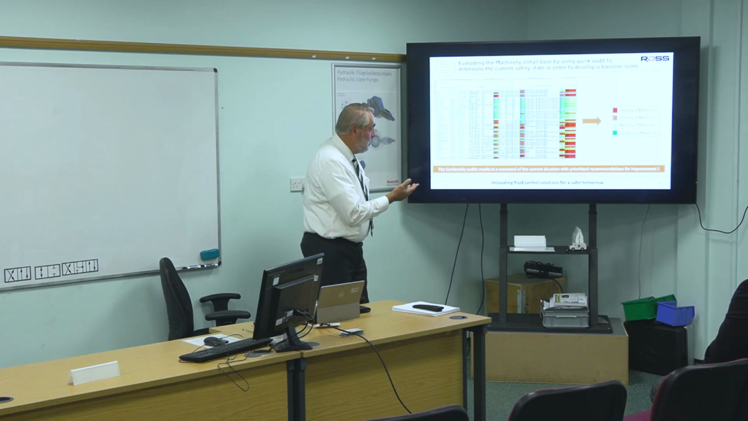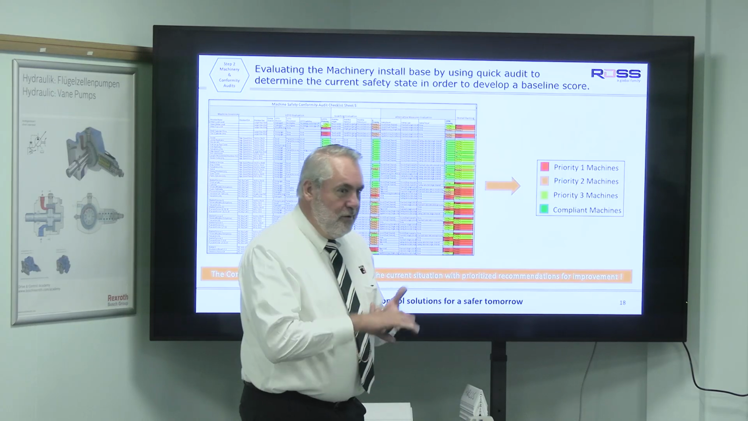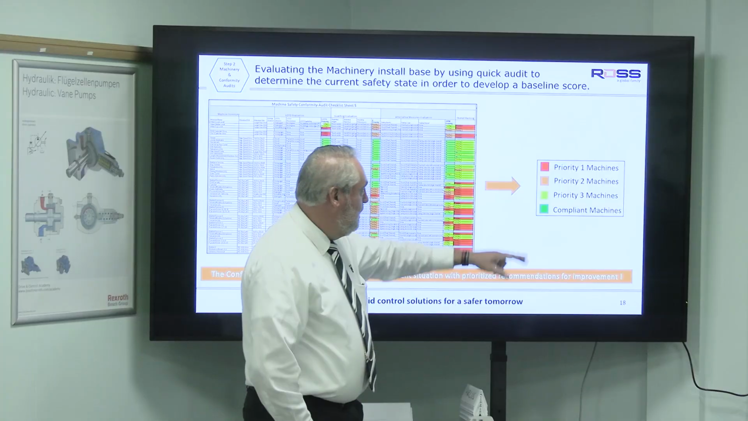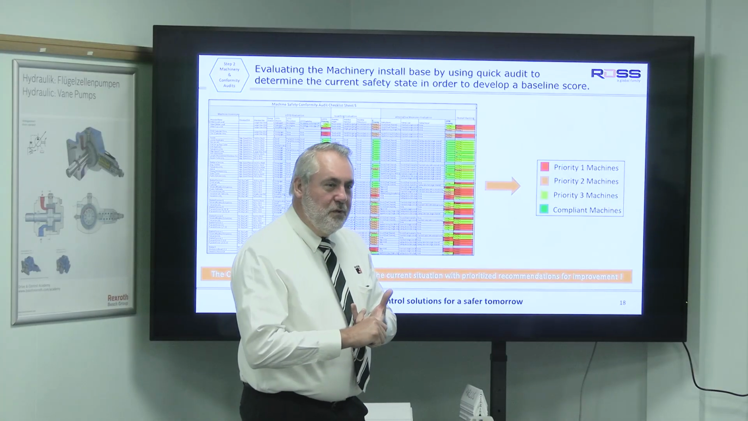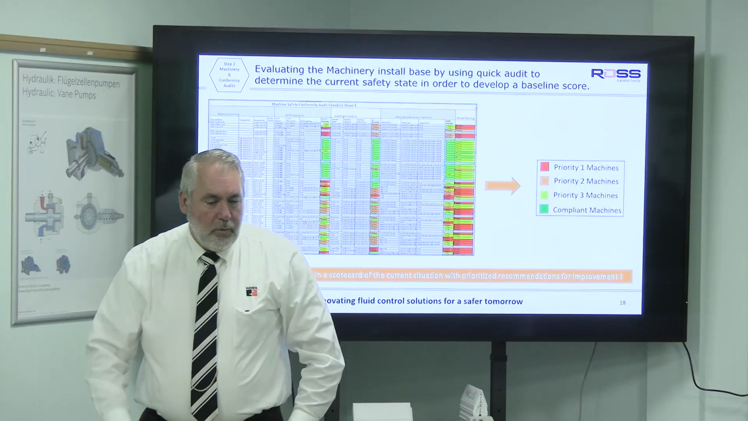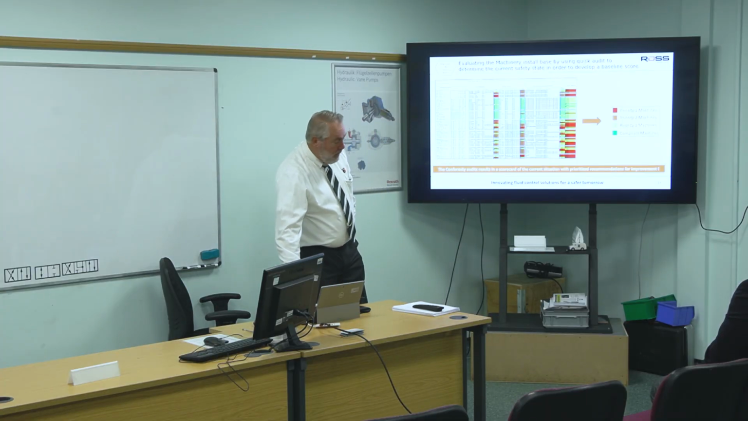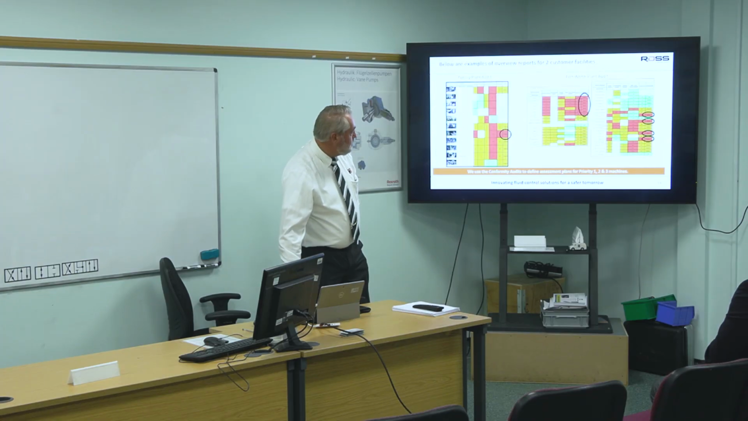And so what this particular customer did is they identified their priority 1 machines they're doing this year, 2025. Priority 2's 2026. Priority 3's 2027. So they put a 3-year program together to address all risk in their factories. And we call that a conformity audit process.